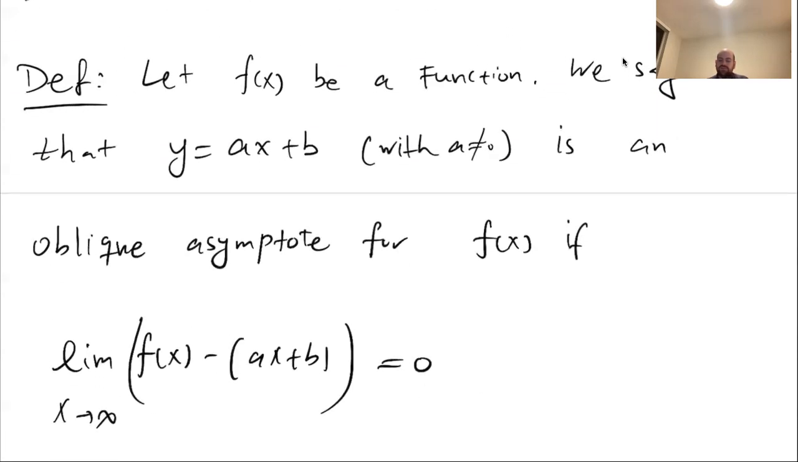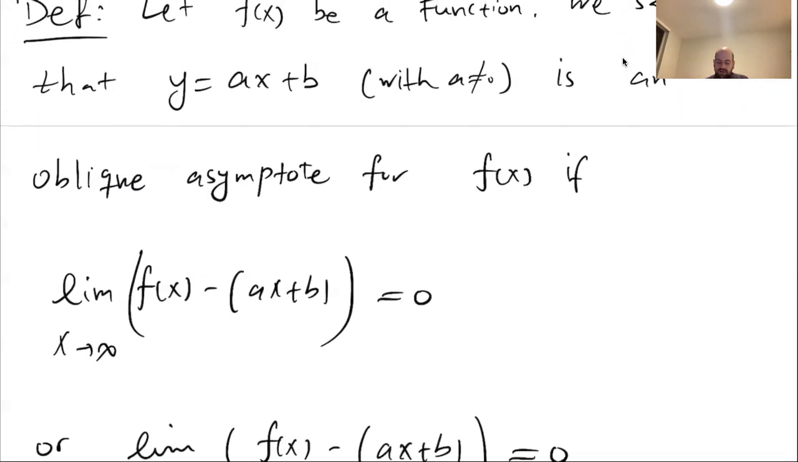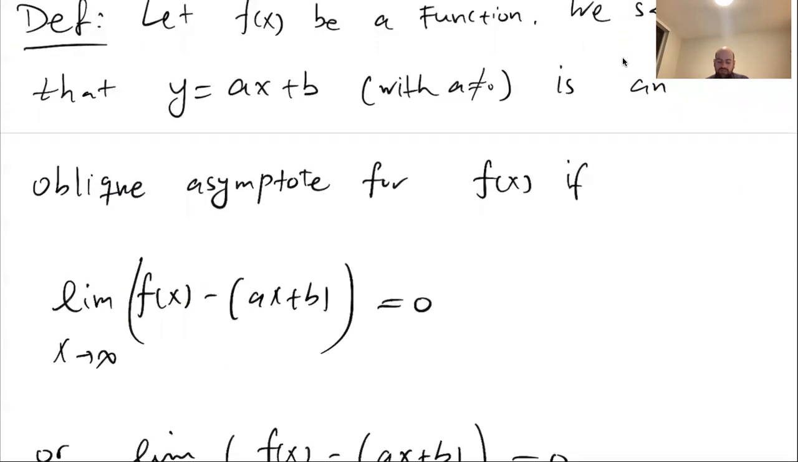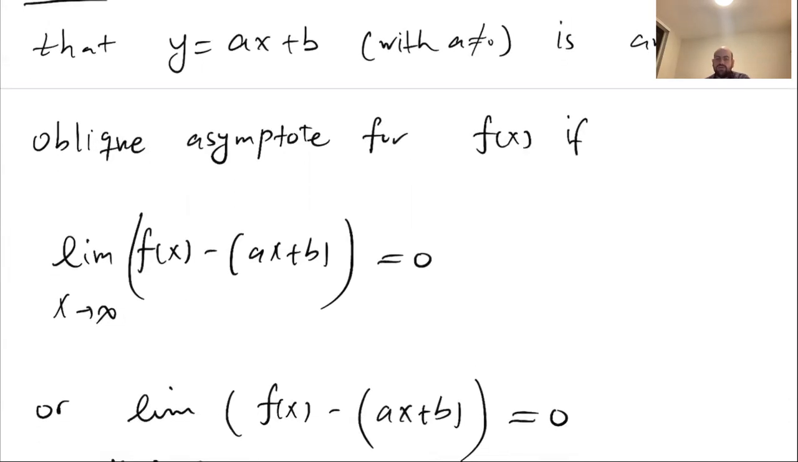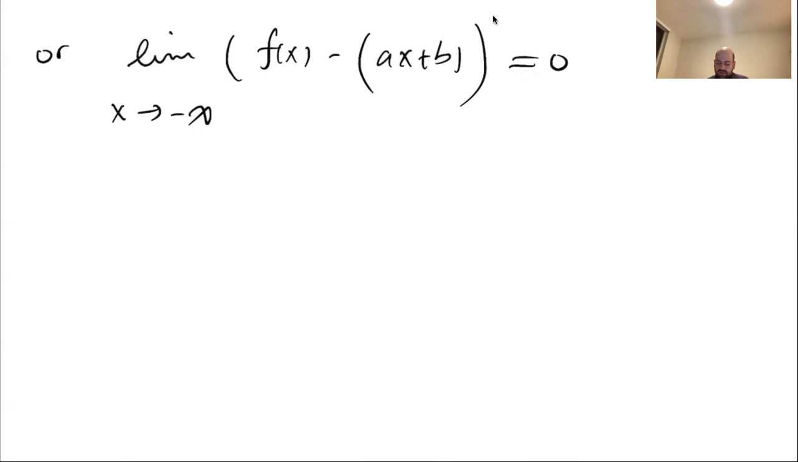So let's look at this definition. First of all, I'm talking about the line y equals ax plus b with a not equal to 0. Why am I assuming that a is not equal to 0? Because I want to define an oblique asymptote. If a is 0, then you will have y equals b, a constant function, which is a horizontal line, not oblique. So that's why we assume that a is not 0.